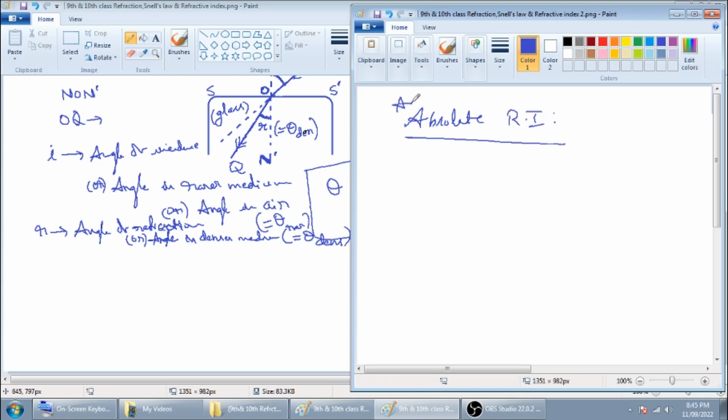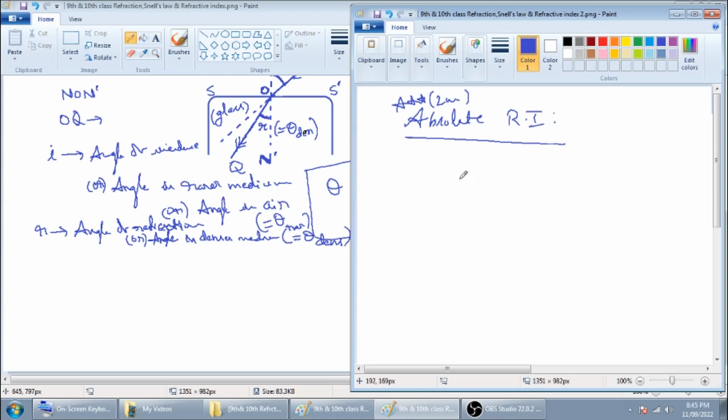Now this is a small topic, important for 2 marks. It's not a separate big topic, it's the same thing as what we have already seen. So what is absolute refractive index? It is nothing but the refractive index of any medium with respect to vacuum.